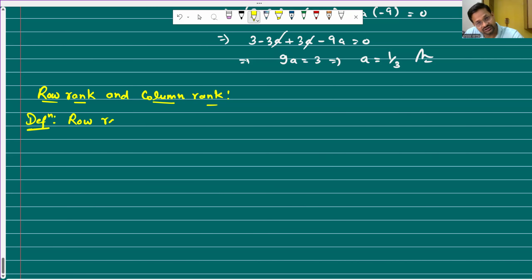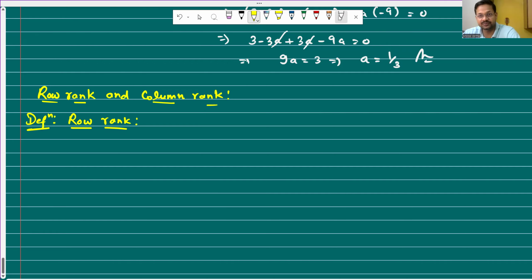The concept of linearly independent and dependent we have learned. So if we have a matrix, and inside it, how many rows are linearly independent, then the counting of linearly independent rows is called the row rank. Similarly, for the column, the counting of linearly independent columns is called the column rank.